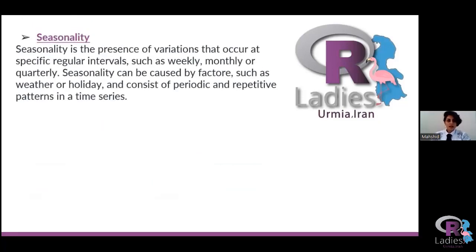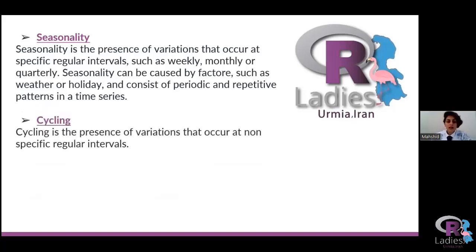Seasonality. Seasonality is the presence of variations that occur at specific regular intervals, such as weekly, monthly, or quarterly. Seasonality can be caused by factors such as weather or holidays and consists of periodic and repetitive patterns in a time series.